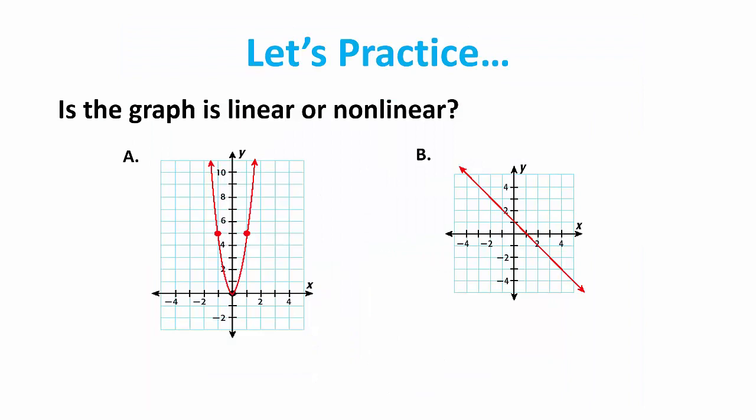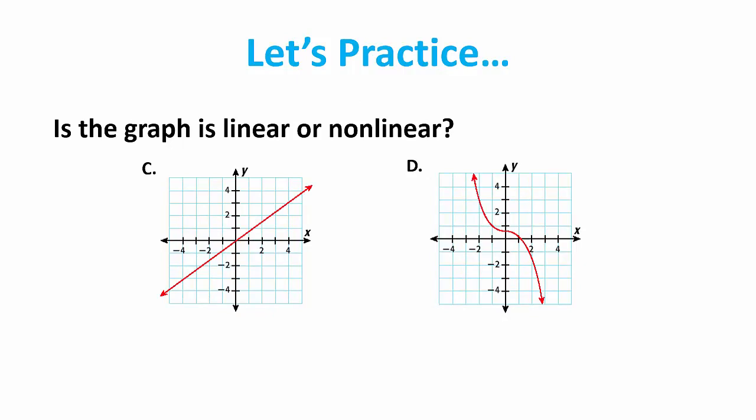So let's practice. Is the graph linear or nonlinear? Well, A is obviously not a straight line, so it would be nonlinear. B is a straight line, so it would be linear. C is a straight line, so it would be linear. It's also going to be important for the EOG for us to remember this line is straight and goes through the origin, so it's not only linear, but it's also proportional, and it has direct variation.